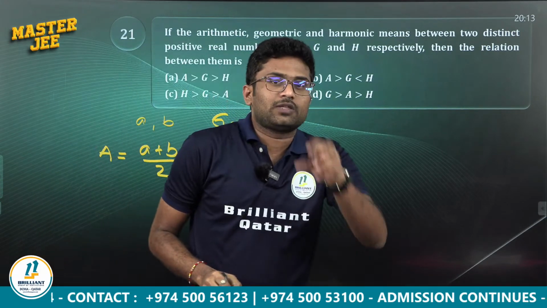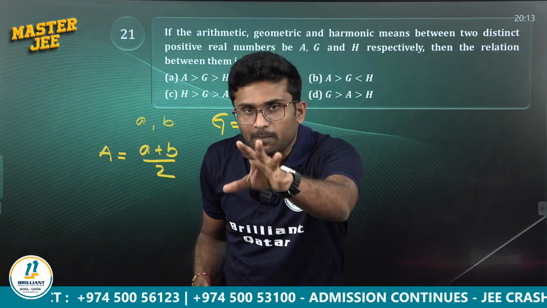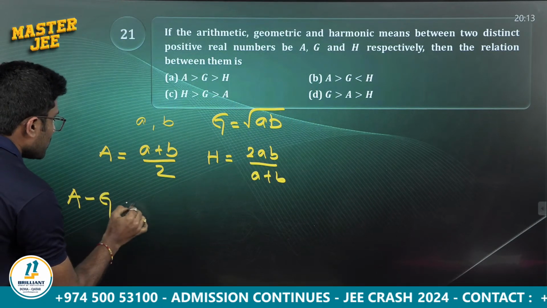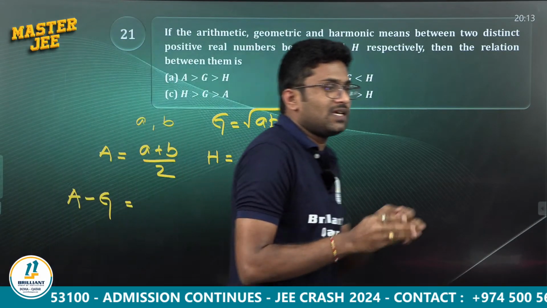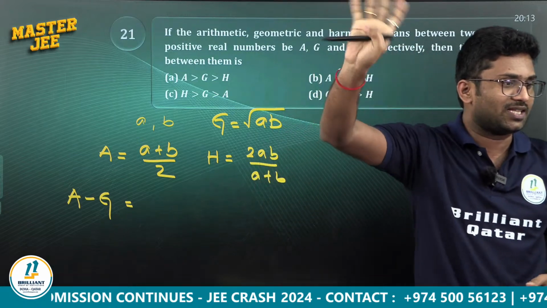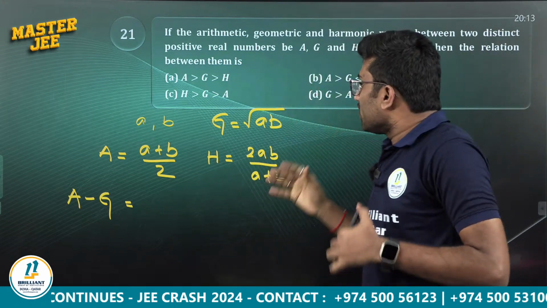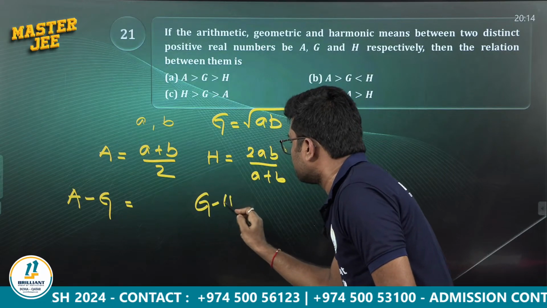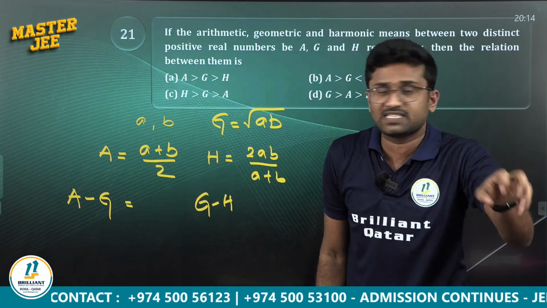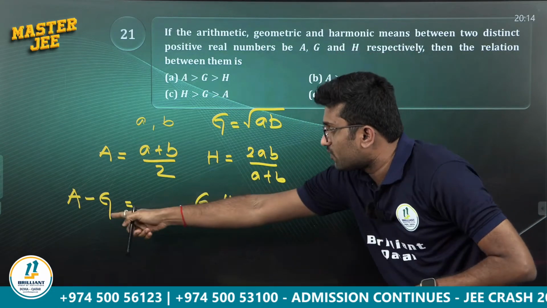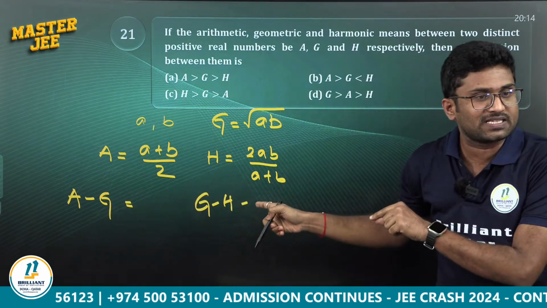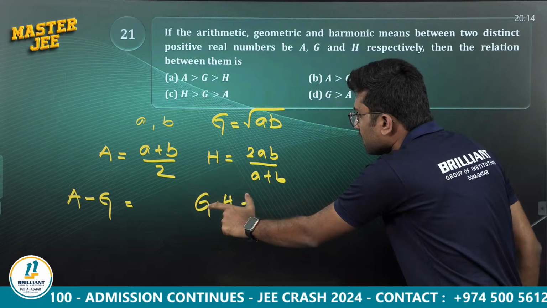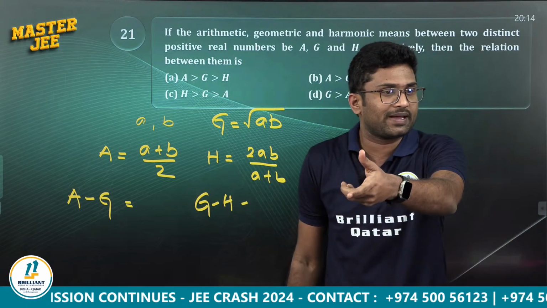If you wish to go with the conceptual approach, what are we supposed to prove? First you will be taking A minus G, and we will be checking the sign of A minus G as well as G minus H. If A minus G is positive, that means A is greater than G. If G minus H is positive, then G will be greater than H.